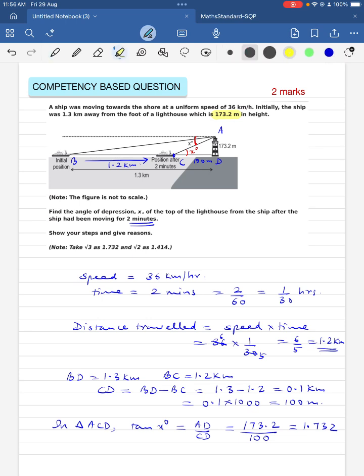And what is 1.732? It can be taken as root 3. They've said take root 3 as 1.732. So tan of x degree is equal to root 3. Now we also know that tan of 60 degree gives root 3. So instead of root 3, I've replaced it with tan 60 degree, from which we'll get the value of x as equal to 60 degree, which means the angle of depression now is going to be 60 degrees.